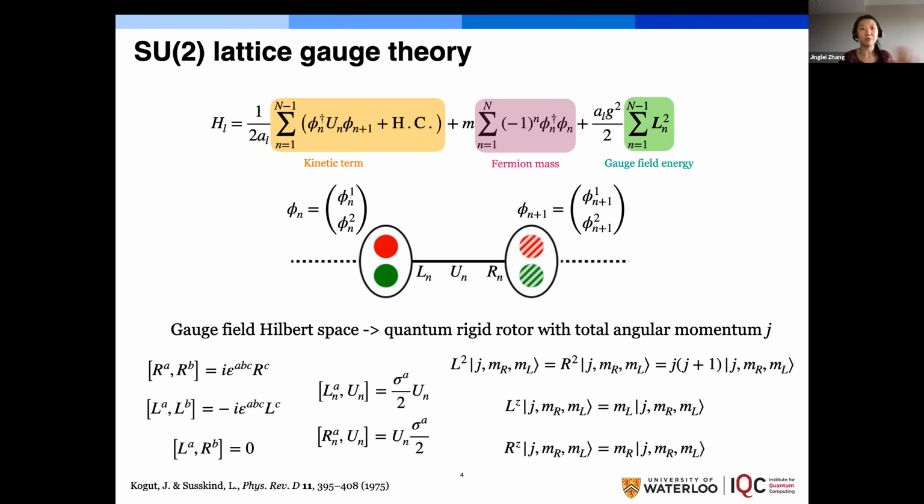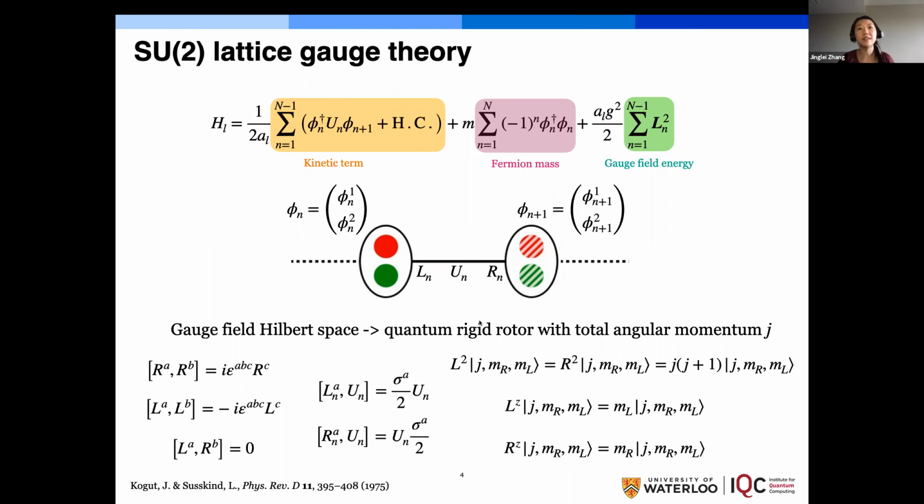And now I just want to say a couple more words about the gauge fields, because I really want to highlight how this non-Abelian physics makes everything much more complicated, right? In an Abelian Schwinger model, the Hilbert space of the gauge fields is just this infinite ladder where you have an ascending and a descending operator. It's quite simple, but for an SU2 lattice gauge theory, the Hilbert space of the gauge field can actually be interpreted as the same as a quantum rigid rotor with a total angular momentum J.